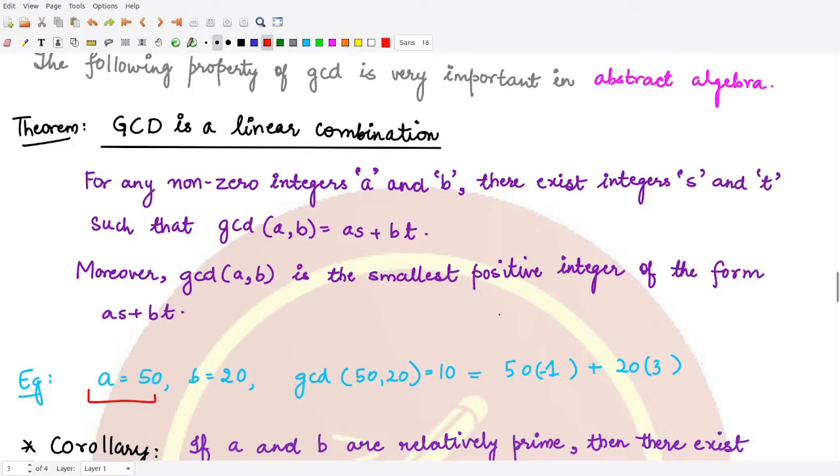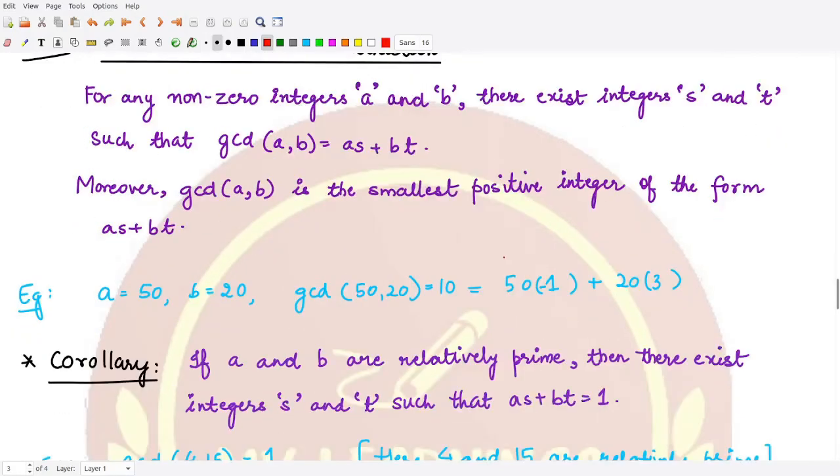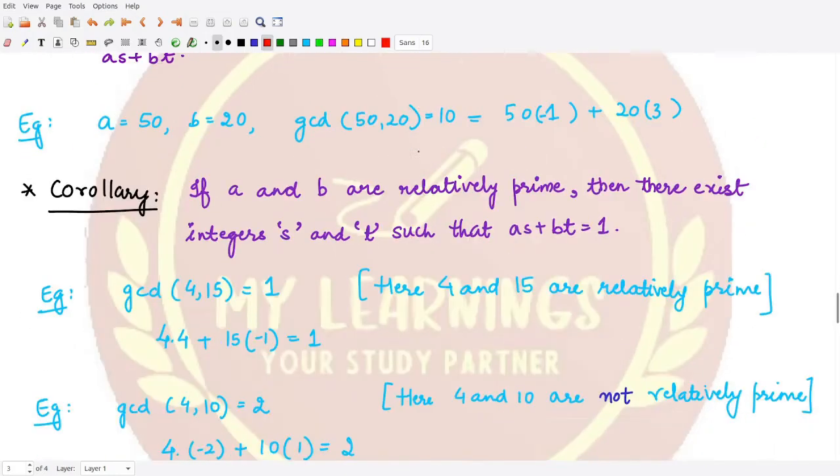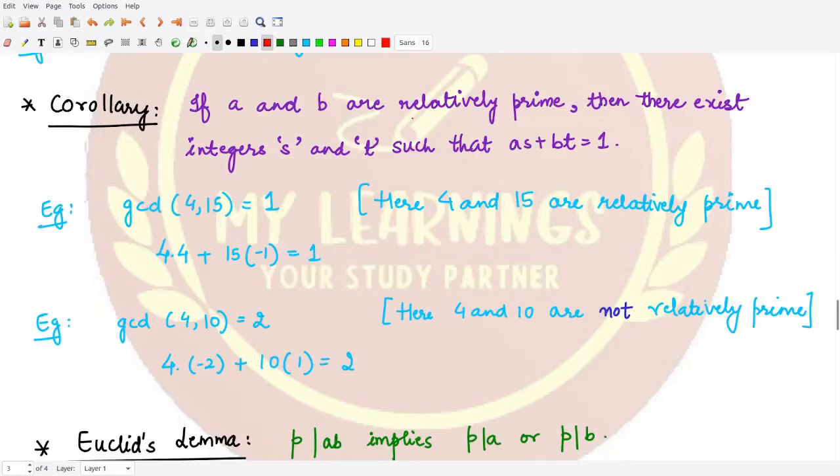And we have a corollary related to this GCD whenever we are talking about relatively prime integers. For relatively prime integers, the GCD is always equal to 1. So whenever two integers a and b are relatively prime to each other, this linear combination is equal to 1. So this is the result of the corollary. If a and b are two integers which are relatively prime to each other, then for some integers s and t, the linear combination is equal to 1, right?